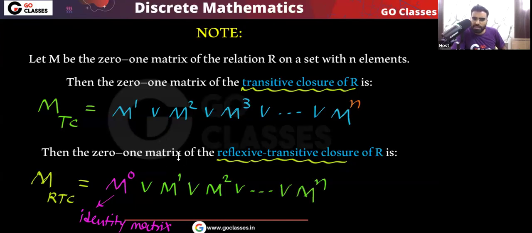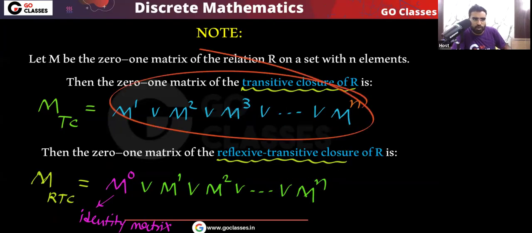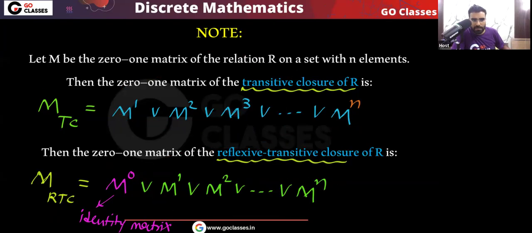Very good. Did you understand? Let me know. So you can easily see, we want to find the reflexive transitive closure. To find the reflexive closure, you will add M power 0, because M power 0 is the identity matrix. So it will give you all the self loops. To find the transitive closure, you have this formula, M power 1 to M power n.